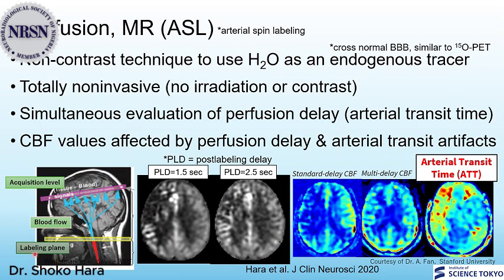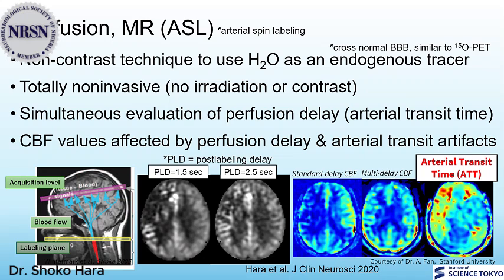ASL applies a labeling pulse to the neck and generates CBF maps without the use of contrast agents. Because it uses water molecules within arterial blood as an endogenous tracer that distributes into the brain parenchyma, its mechanism is similar to that of 15O water PET.